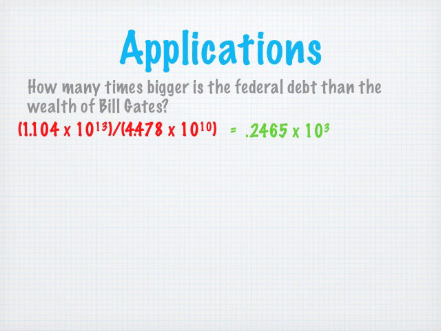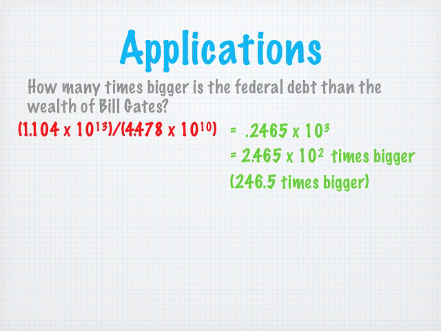So we'll take our 1.104 divided by 4.478. Just the number part gives me 0.2465. 10 to the 13th divided by 10 to the 10th. I have a common base. Subtract the exponents. I have 10 to the 3rd. So that's 2.465 times 10 to the 2nd times bigger. That's fine if you leave it like that. You could also say it's 246.5 times bigger.